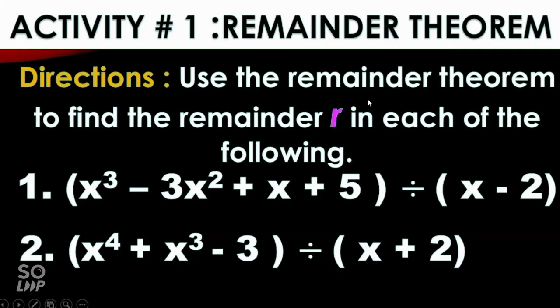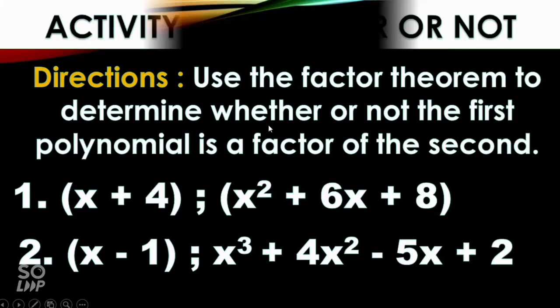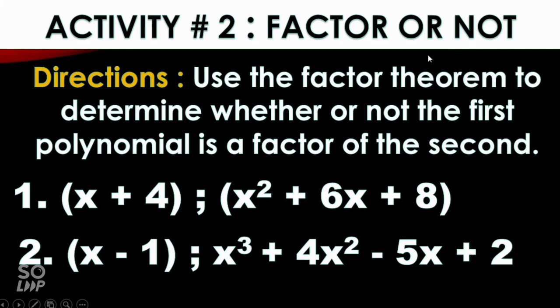And this is for your activity number 1, Remainder Theorem. So this is the directions. Use the Remainder Theorem to find the remainder r in each of the following. We have number 1, x cubed minus 3x squared plus x plus 5 divided by x minus 2. Number 2, x raised to 4 plus x cubed minus 3 divided by x plus 2. Okay, again, you're going to find the remainder of the following. Gamit ang remainder theorem.